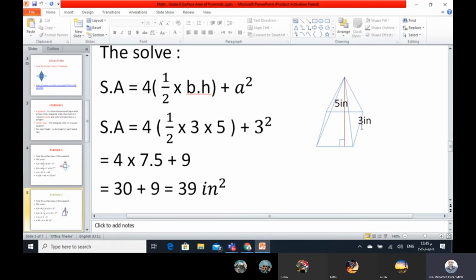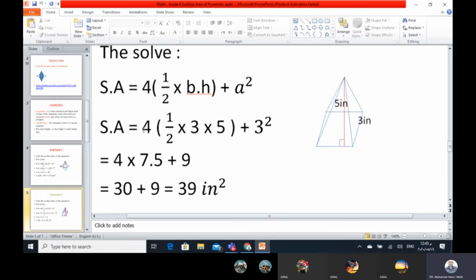And A here will be 3. Now, how to solve the order operation between parentheses? 5 multiplied by 3 will be 15. 15 multiplied by 1 will be 15. 15 divided by 2 will be 7.5. I will repeat. 5 multiplied by 3 will be 15. 15 multiplied by 1 will be 15. 15 divided by 2 will be 7.5.